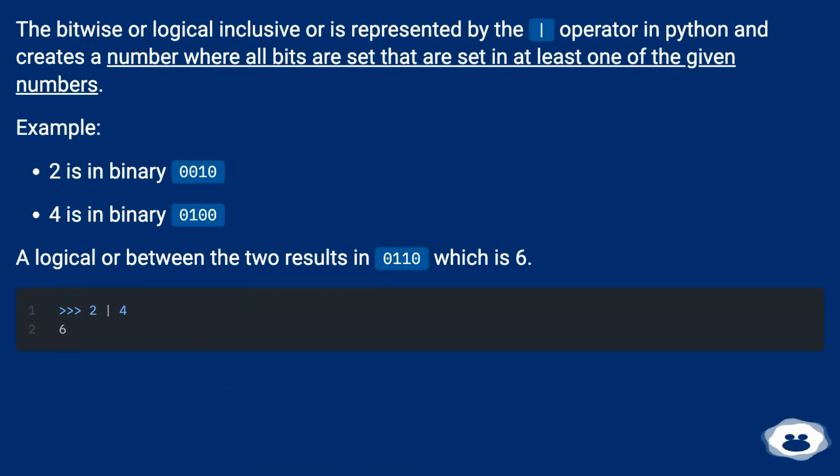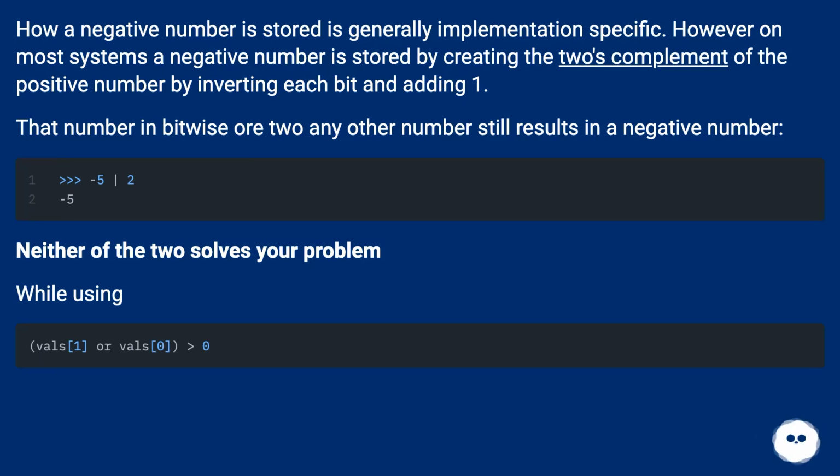Example. 2 is in binary 0010. 4 is in binary 0100. A bitwise OR between the two results in 0110, which is 6. How a negative number is stored is generally implementation specific. However, on most systems a negative number is stored by creating the 2's complement of the positive number by inverting each bit and adding 1. That number in bitwise or to any other number still results in a negative number.